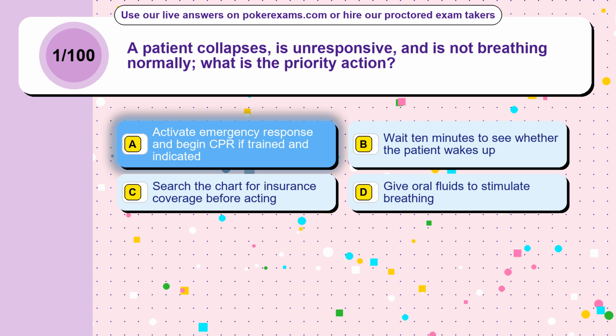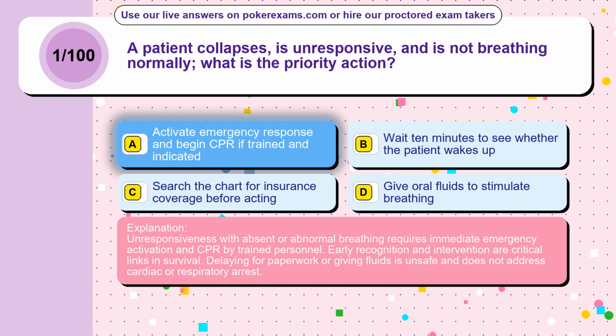The correct answer is option A. Activate emergency response and begin CPR if trained and indicated. Unresponsiveness with absent or abnormal breathing requires immediate emergency activation and CPR by trained personnel. Early recognition and intervention are critical links in survival. Delaying for paperwork or giving fluids is unsafe and does not address cardiac or respiratory arrest.